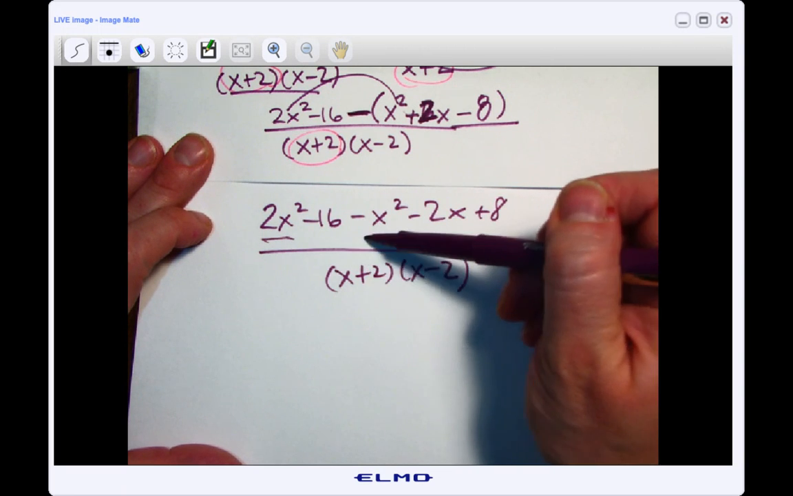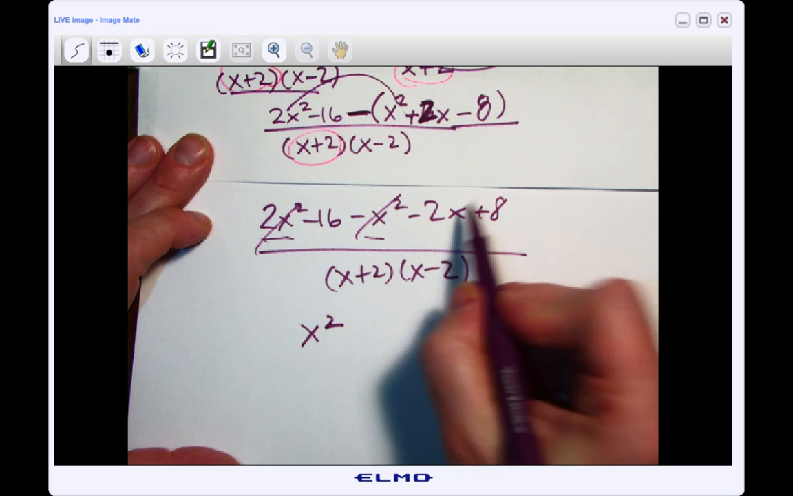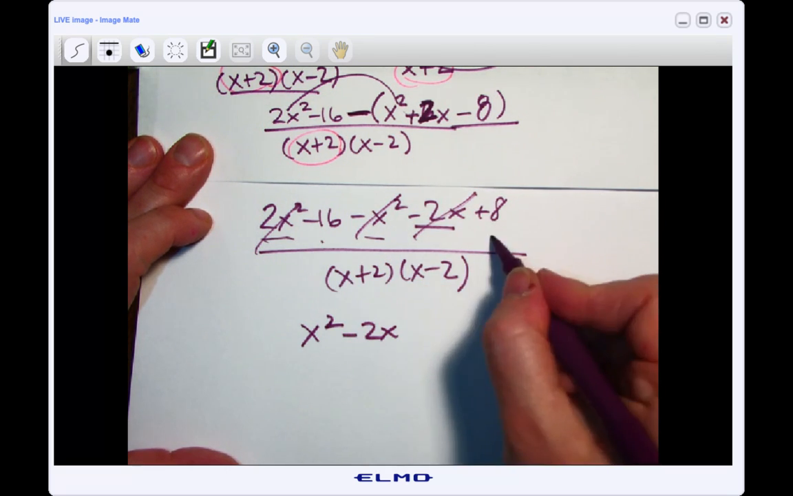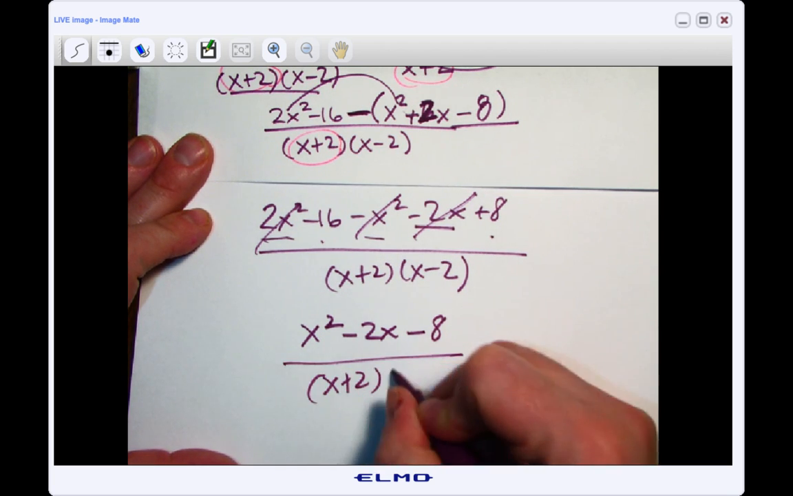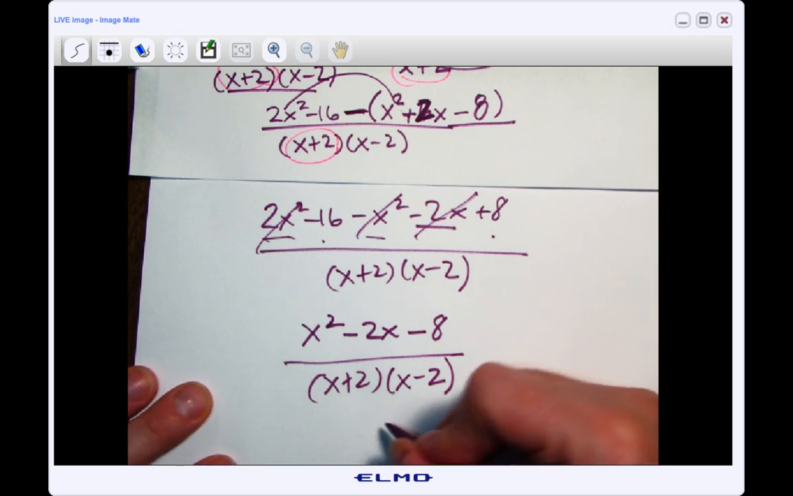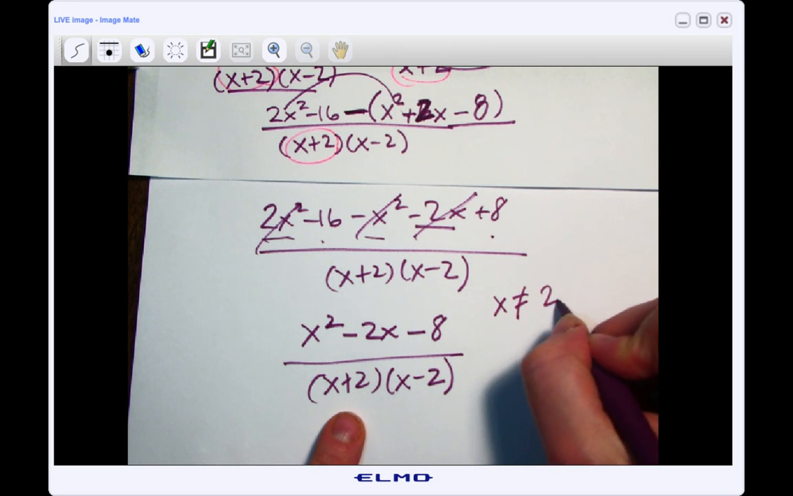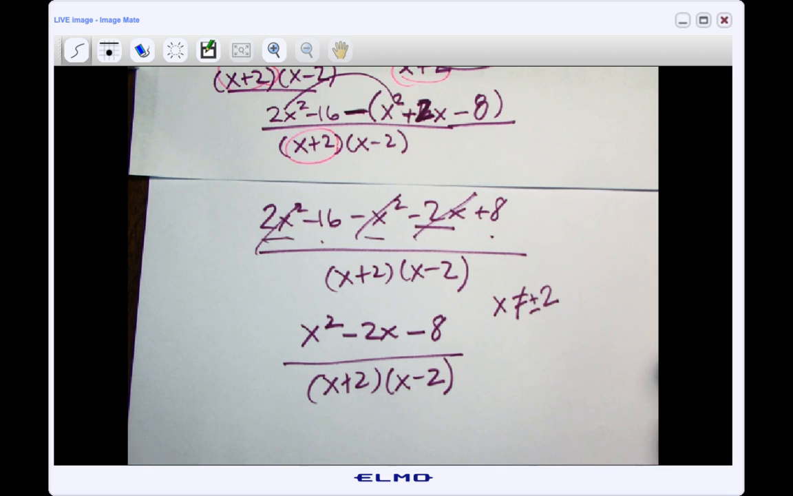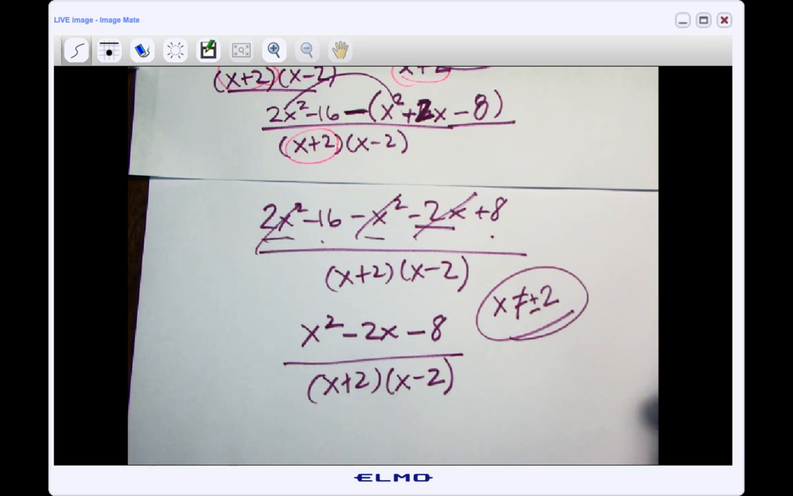All right, now this one minus this one will give me x squared. So I took care of those. Now I have this guy. There's no other x's. And then these two, when I combine those, what's that? A negative 8 over x plus 2, x minus 2. And again, what are my excluded values? Well, what would make this thing a 0? x cannot equal 2, well, 2 or negative 2. So x cannot equal plus or minus 2. There it is.